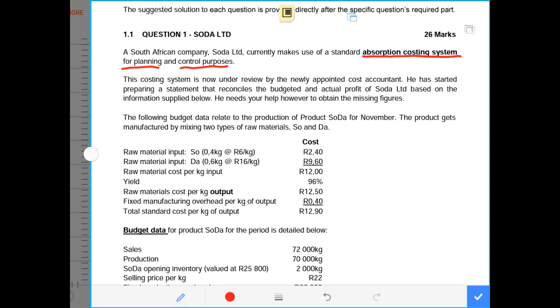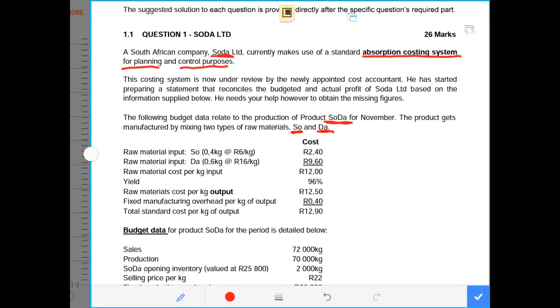The following budgeted data relate to the production of product Soda for the month of November. The product gets manufactured by mixing two types of raw materials, named So and Da. Obviously the name of the company comes from the names of the materials, which is Soda LTD, and the name of the product comes from the materials that are being used to make the product.